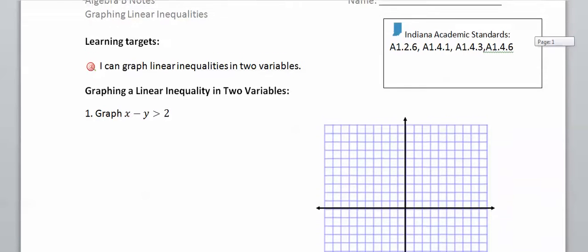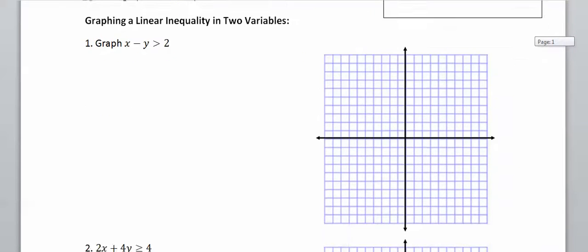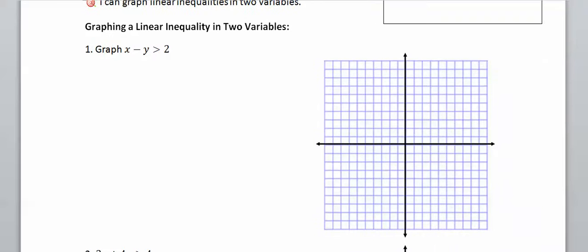Alright, so today's lesson is I can graph linear inequalities in two variables. And this has a lot of similarities to graphing regular lines, except there are a lot more solutions to a linear inequality than there are to just a regular linear equation.